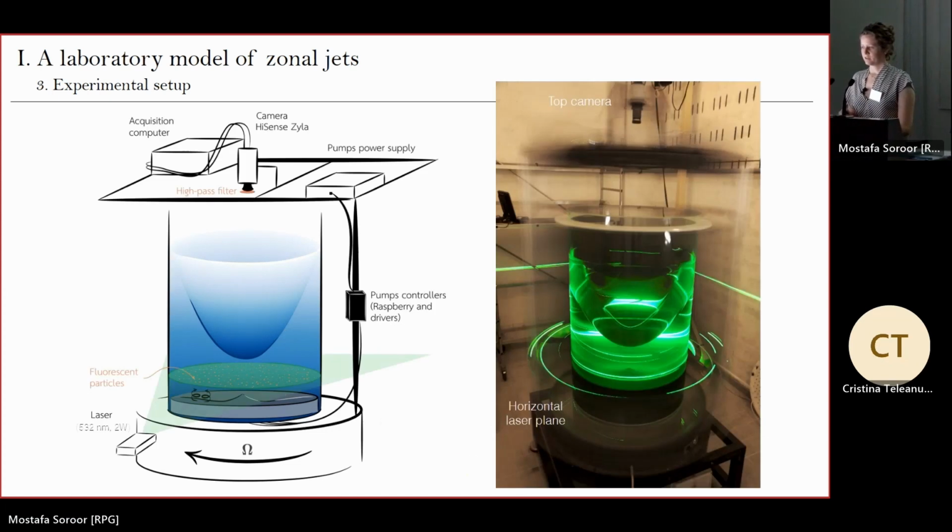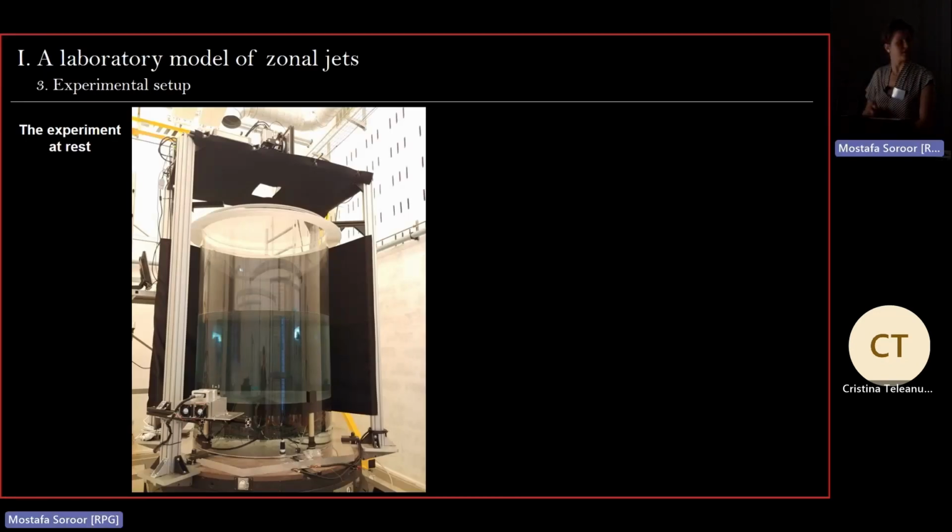Here, in terms of visualization, we added fluorescent particles and we do classical particle image velocimetry on a horizontal laser sheet crossing the tank at mid-height with a top view camera. So here you have a picture of the experiment when it was at rest. You see the deep fluid layer, the cylindrical tank, the laser on the side, all the devices at the top, including the camera, and the bottom plate that you see here.